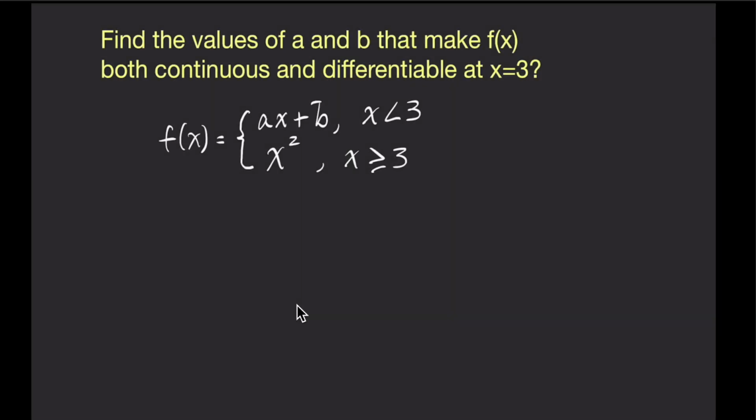We are asked to find the values of a and b that make this piecewise function both continuous and differentiable at x equals 3. So let's talk about what it means for a function to be continuous. We know intuitively that a continuous function can be drawn without ever lifting your pen off the paper. So something like this would be a continuous function intuitively.